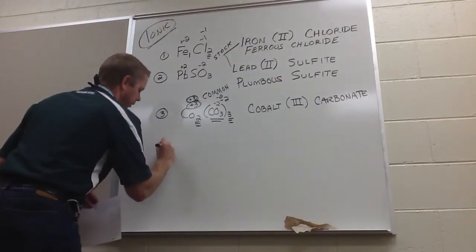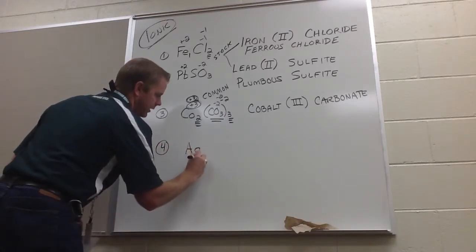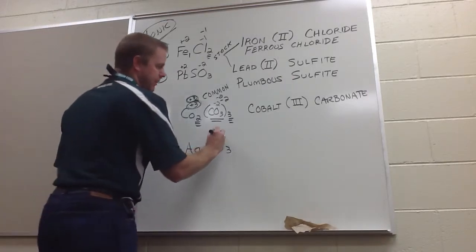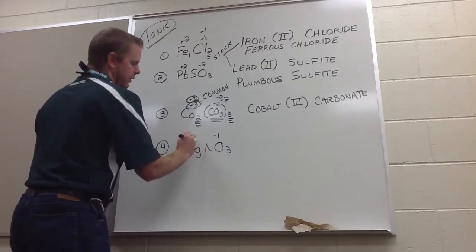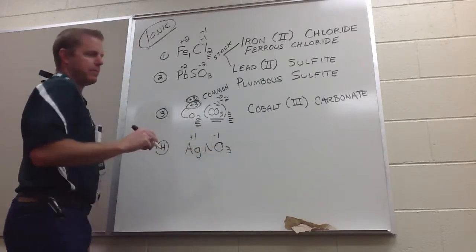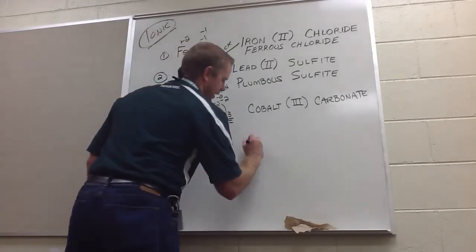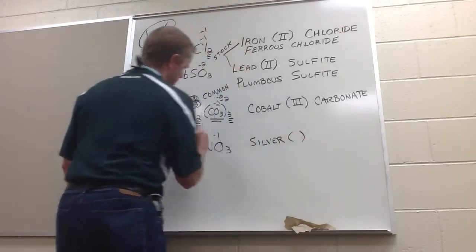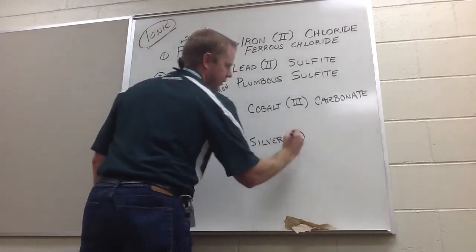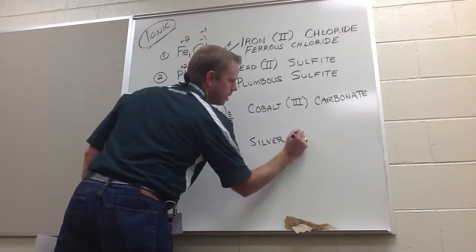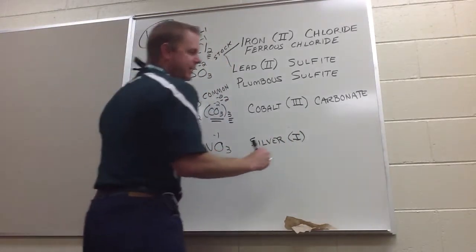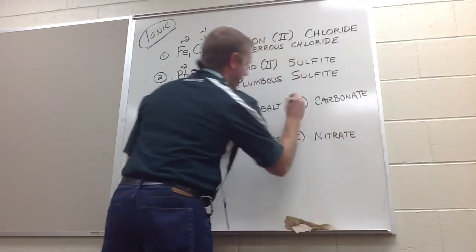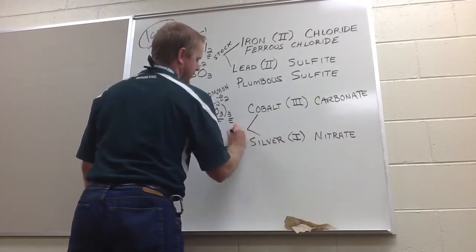Number 4, we'll just do one more of these. AgNO3. Nitrate is -1, therefore silver is +1. +1 cancels with -1. Ag is indeed silver. Parenthesis, the charge is +1, therefore it's silver 1. NO3 is nitrate, so this is silver 1 nitrate. And again, when it has this type of naming, it's called stock.